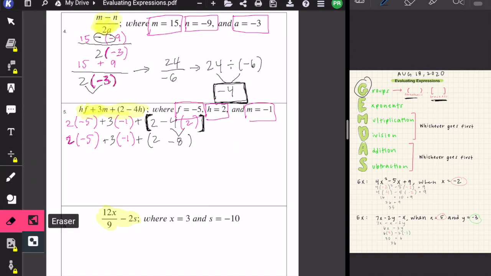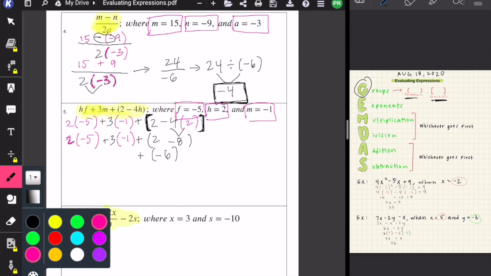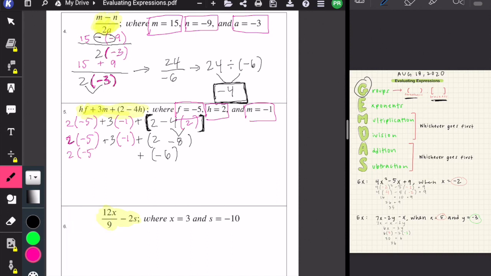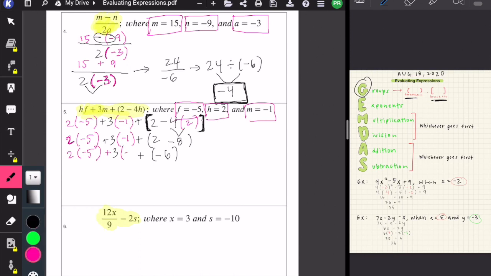I forgot. We have to do what's inside the group first. We have to do the quantities first, the groups. Okay, well, inside this parenthesis, we have to always do parentheses first, or brackets. 2 minus 8, that is the same as -6. Okay, and then that's being added. So then we have, let's bring everything down. 2 times -5 plus 3 times -1, and then plus that -6.